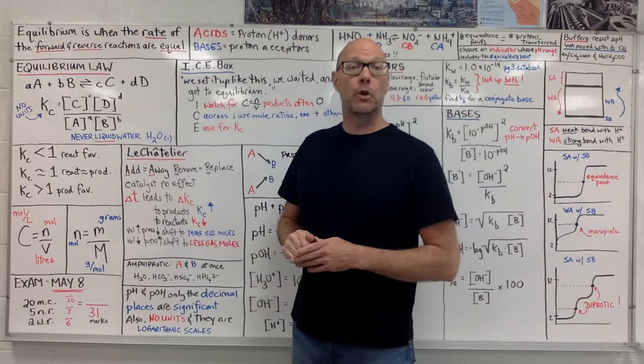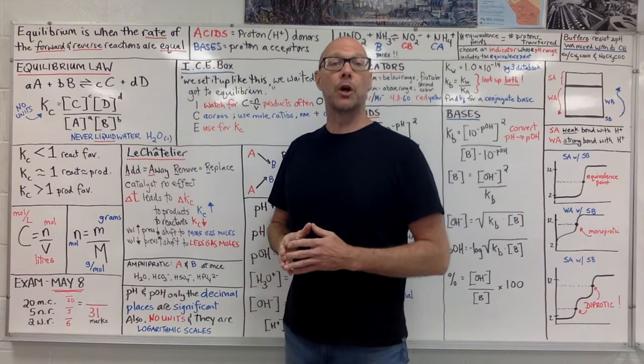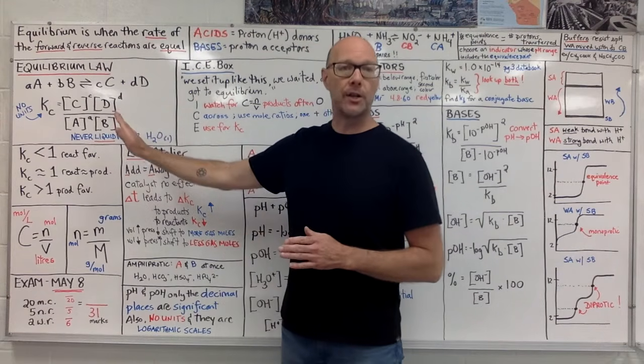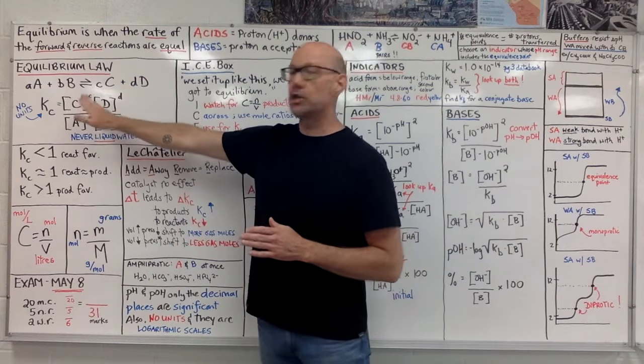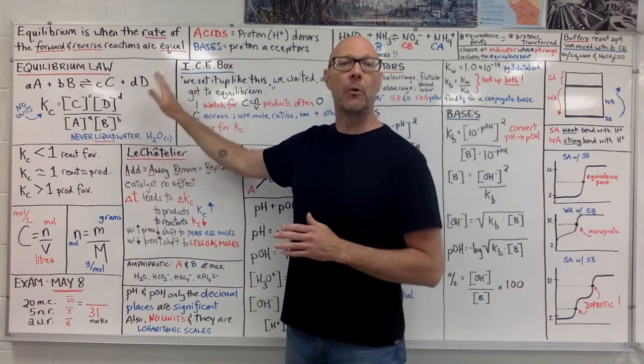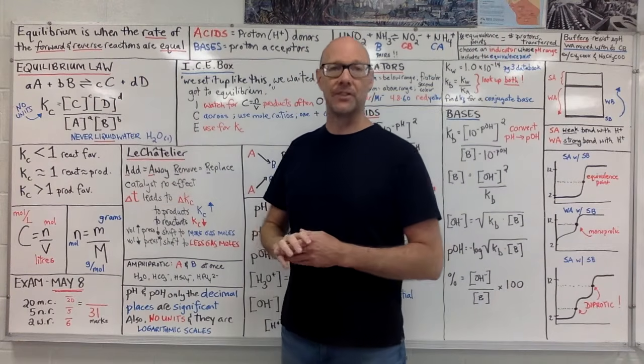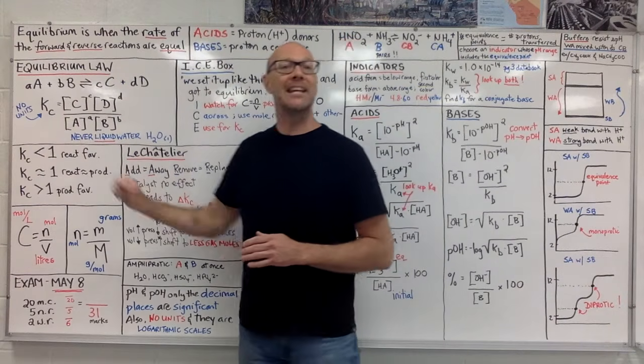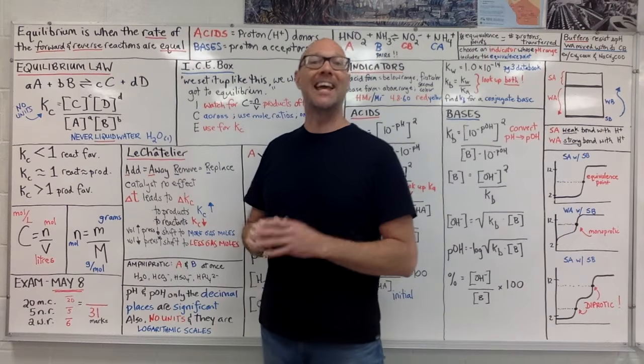Using a balanced chemical reaction, we can apply something called the equilibrium law, where we're going to put molar concentrations, the concentration of the products, to the power of how they were balanced. It's how we're going to set up the equilibrium law to find an equilibrium constant, Kc.